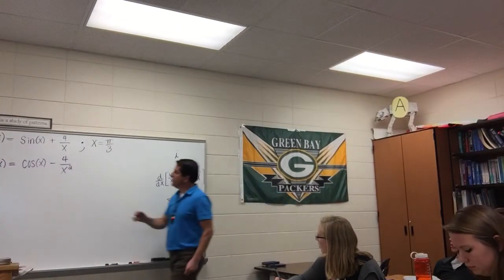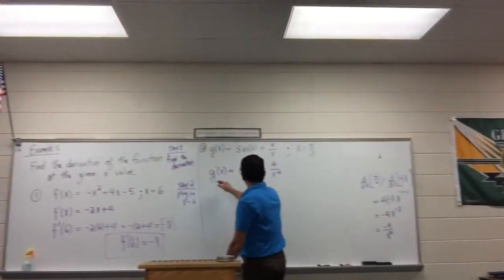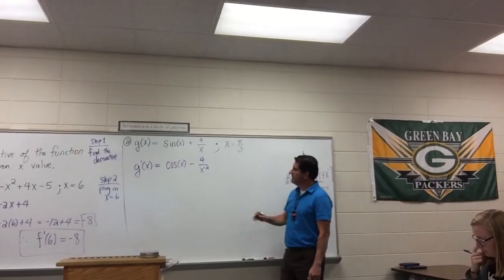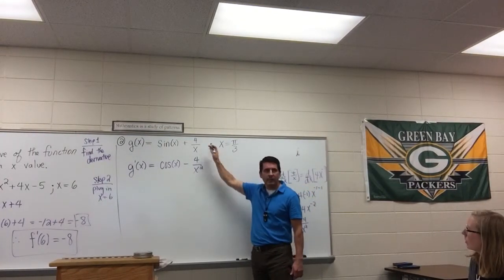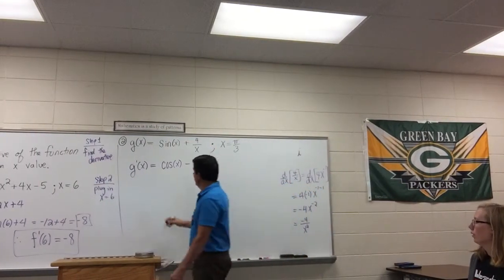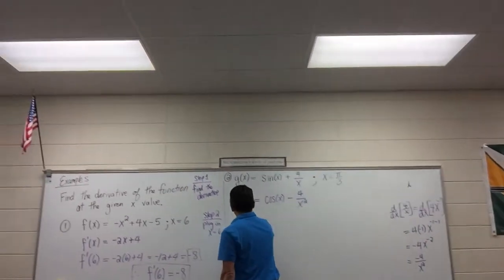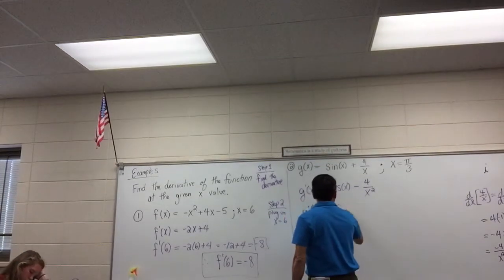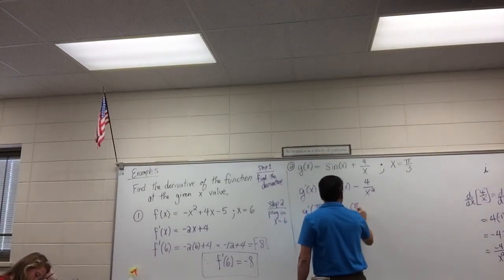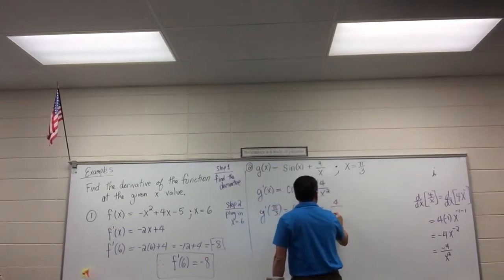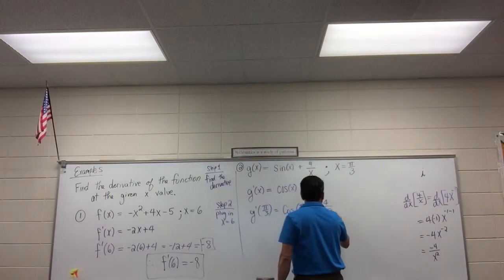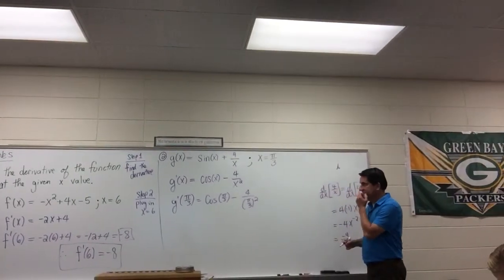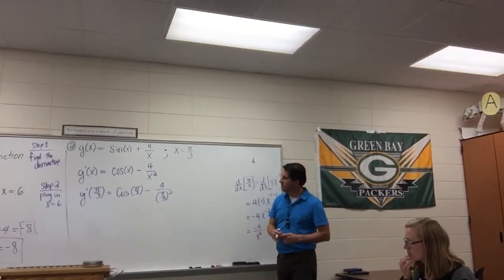Okay. So the derivative of g is g prime, and so we have this brand new function. Okay. This function is derived from that one. Okay, and then we just plug it in. So g prime of pi over 3 equals the cosine of pi over 3 minus the 4 over pi over 3 squared. Okay. And then we work it out.